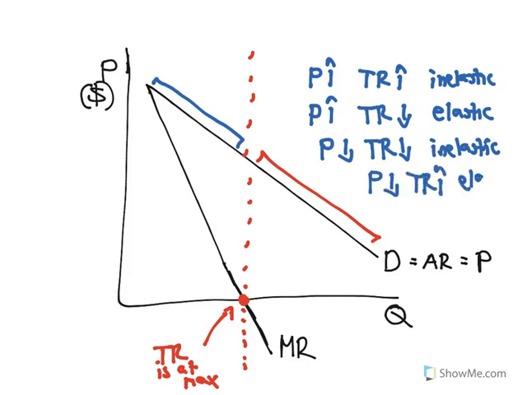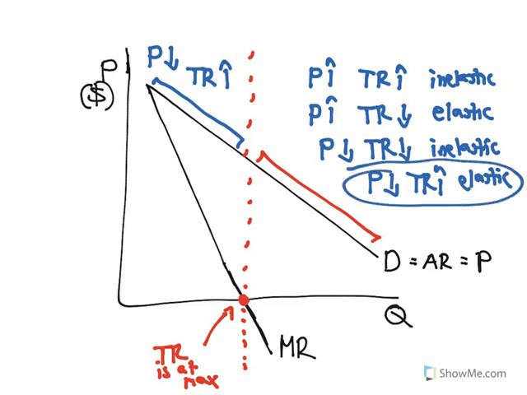So over this range, the blue range on the demand curve, what's happening to price? Well, price is falling. Okay, well, what's happening to total revenue? Well, over that range, marginal revenue is positive, right? So if marginal revenue is positive, that has to mean total revenue is increasing. And so which of these does that match? It's the last one. So demand is elastic.